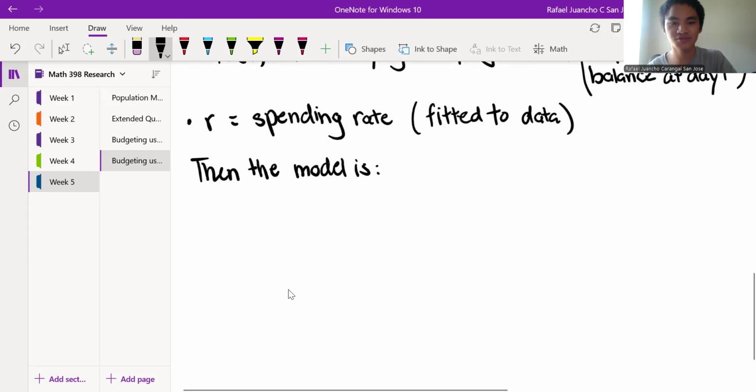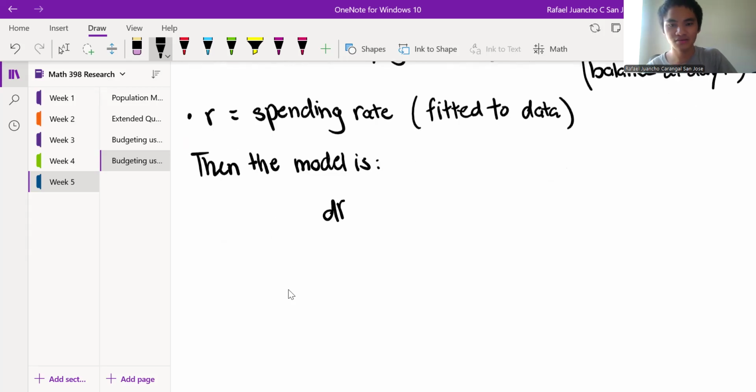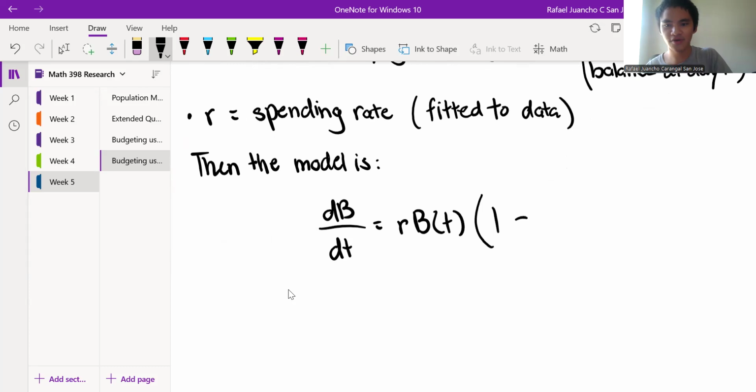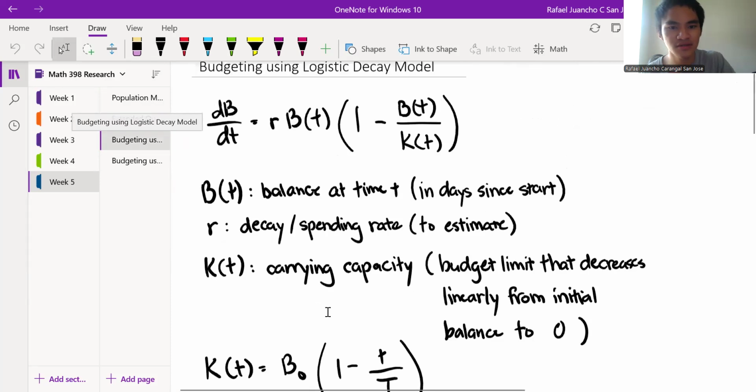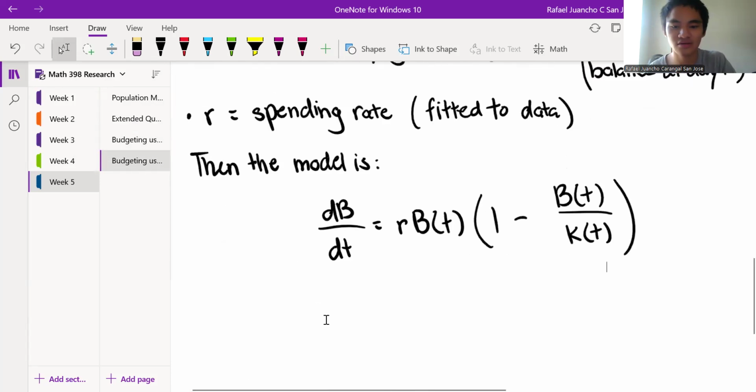So the model is as follows. dB/dt, that's the rate of change of my balance, which is measured by my spending rate times my balance at that time, times 1 minus... So here I'm copying that logistic model. There we go. Right? Oh, actually, I think I messed it up, kind of. Oh, no, I didn't. Okay, cool. I don't think I did, right?